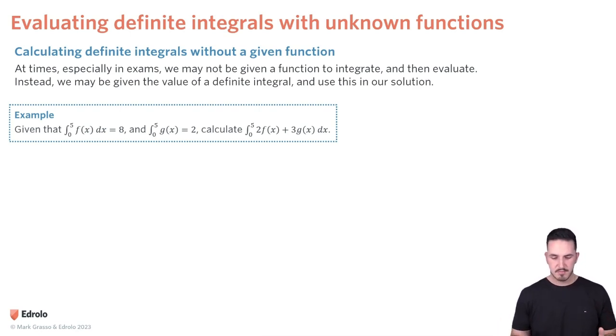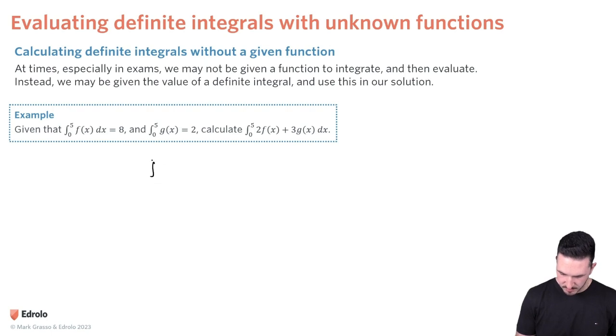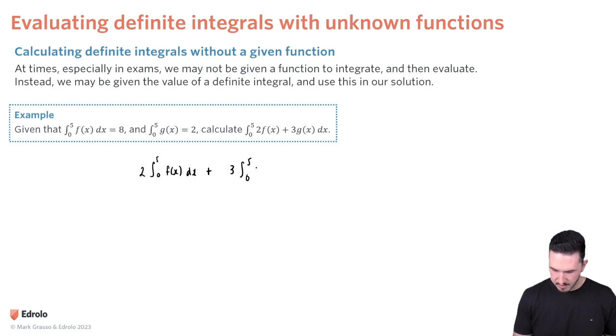However, we know it's going to be continuous over this domain of 0 to 5, and we know what the integral is over this period for each of these functions. So we have to start to use our properties to find the actual solution to this problem. The first thing I'm going to do is rewrite this. So this is going to become the integral from 0 to 5 of 2 times f of x dx plus 3 times the integral from 0 to 5 of g of x dx.